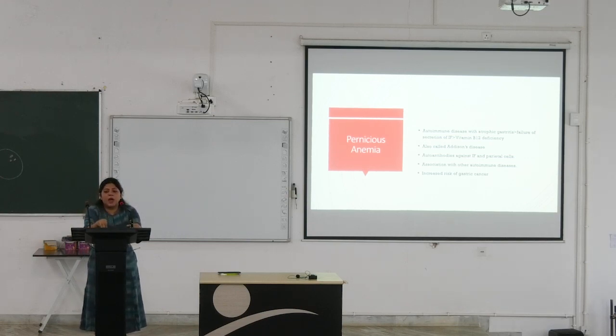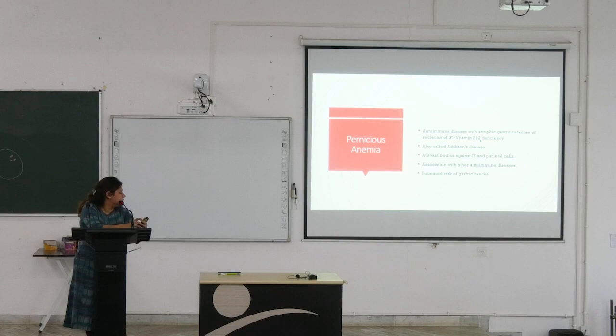A person who has any autoimmune disease never presents with just one defect. If a person has atrophic gastritis, they may have along with it Hashimoto's thyroiditis, another autoimmune disease, or rheumatoid arthritis, or SLE, or diabetes. Autoimmune diseases like diabetes type 1. Autoimmune diseases usually present together, not just one. So, pernicious anemia can be associated with other autoimmune diseases. And in pernicious anemia, there is increased risk of gastric cancer.